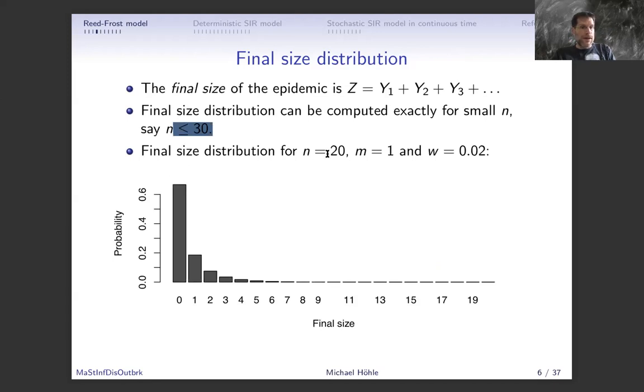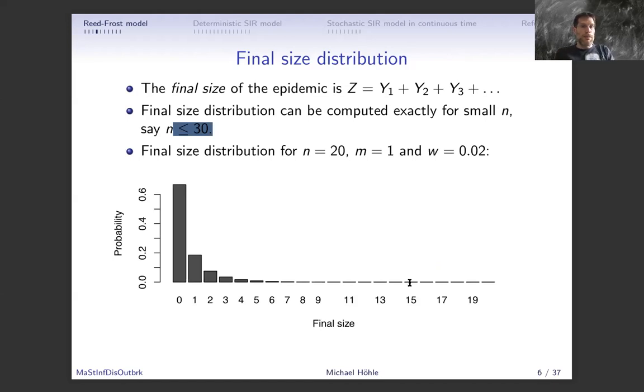But here, for this case with 20 initial susceptible, 1 infectious, and contact probability of 0.02 per time step, we see that in almost 70% of the cases, this initial infectious is not able to infect any others. A few times he or she is able to infect 1, 2, 3 additional ones, but there will never be a large outbreak in this case.